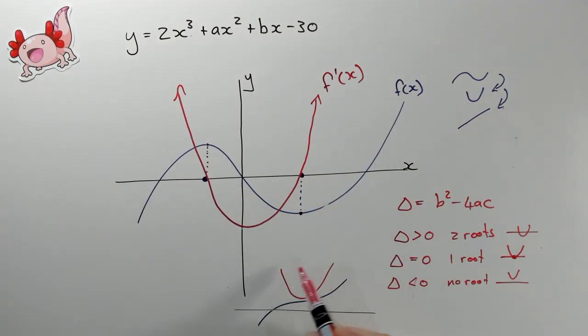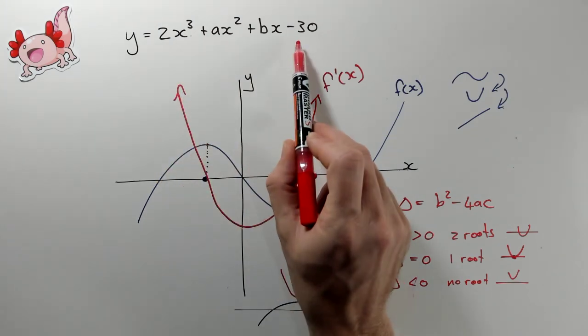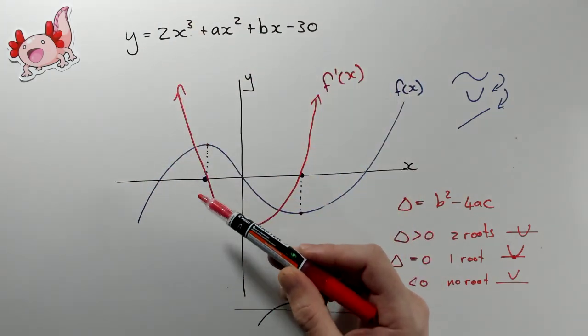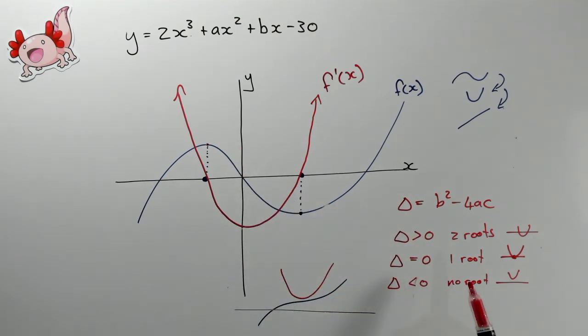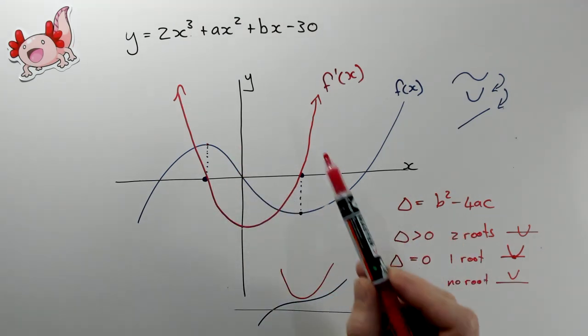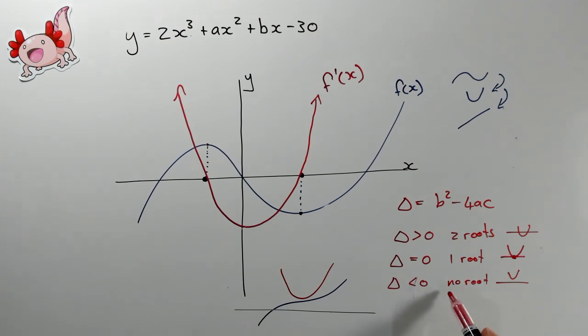The way I can use this information is I can take this function and derive it, because that's the gradient function. Then with that derived version I can check what the discriminant is, and because it has no roots, I'll know the discriminant must be less than 0. And we'll take a look at what happens further.